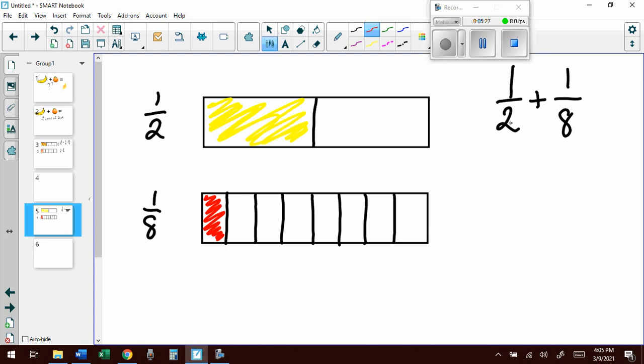In our head, listing out the multiples of 2. Let's run through them. 2, 4, 6, 8, 10, 12. Can we find a multiple that 2 and 8 have in common? Yes. 2 times something equals 8. 2 times 4. So we need to partition each half into 4 pieces.